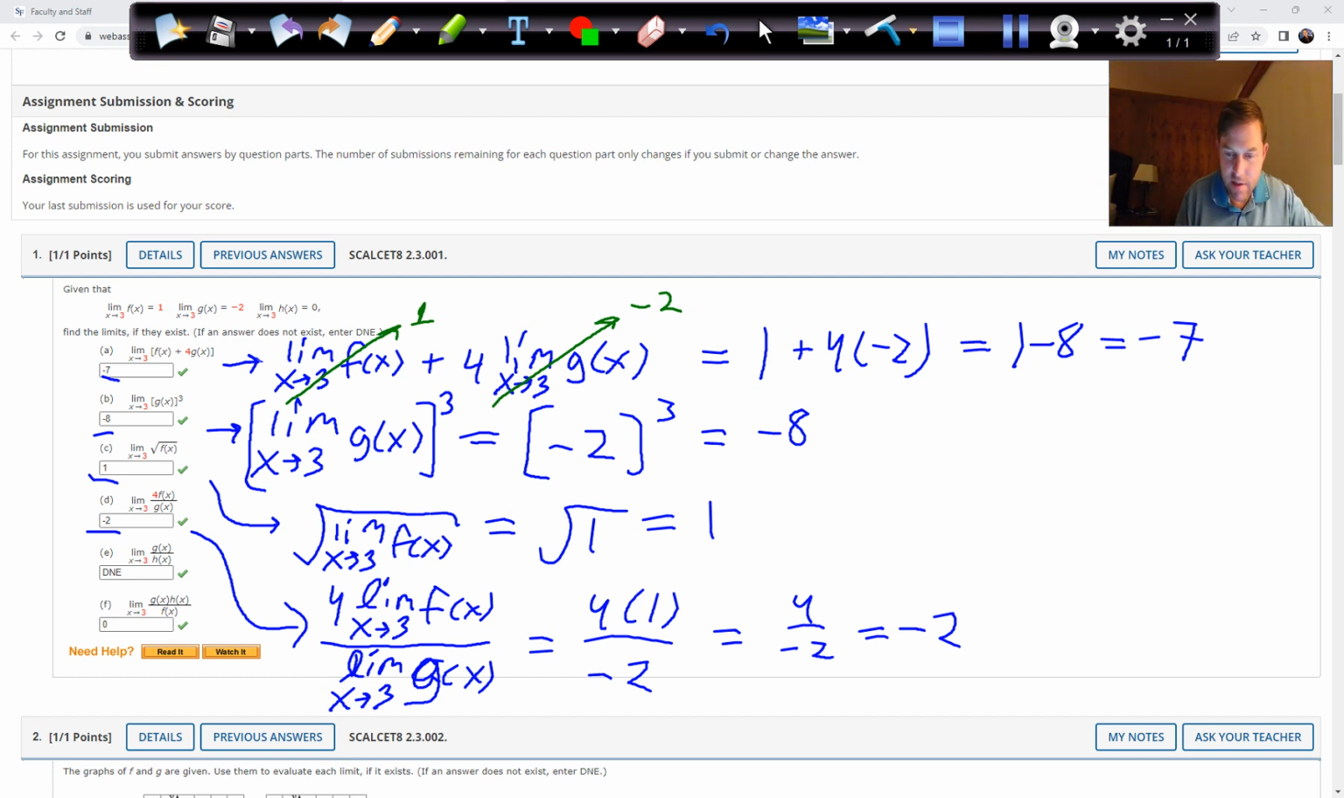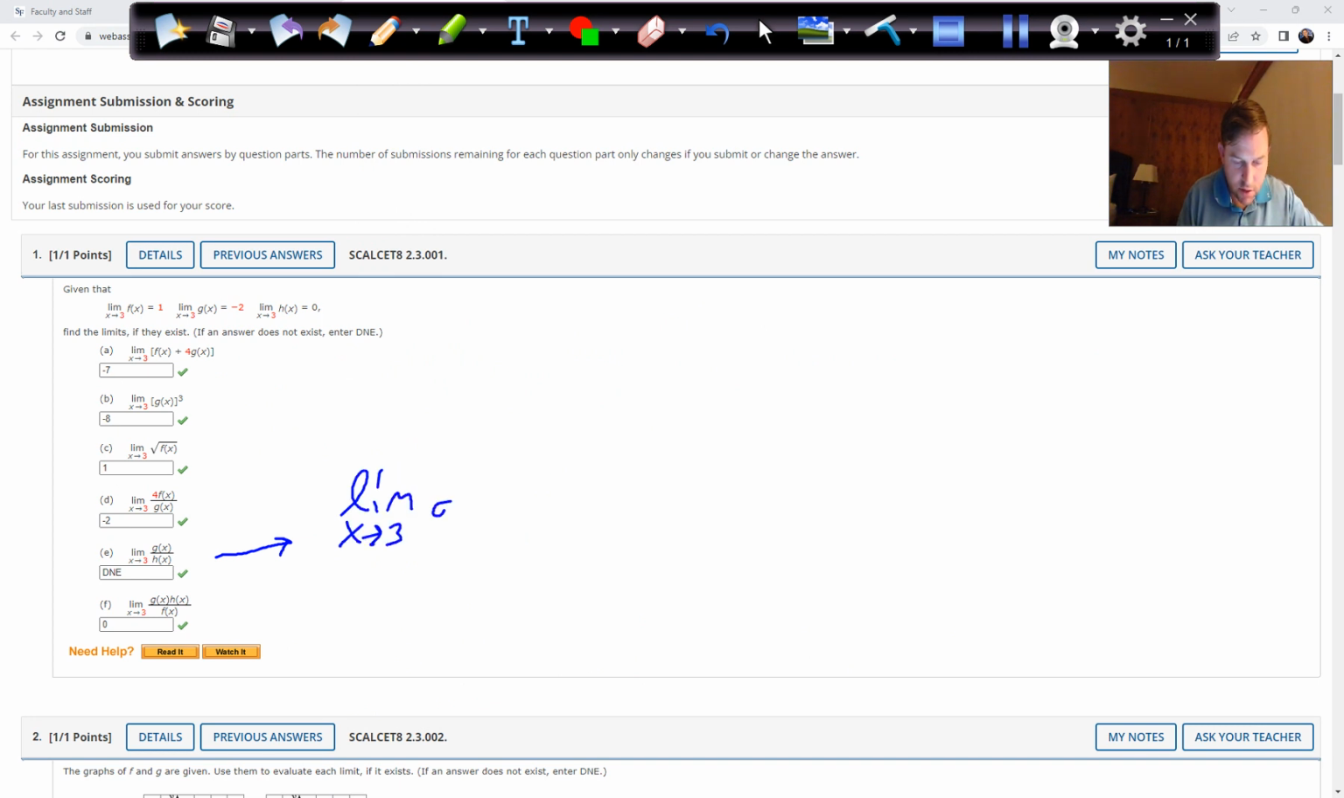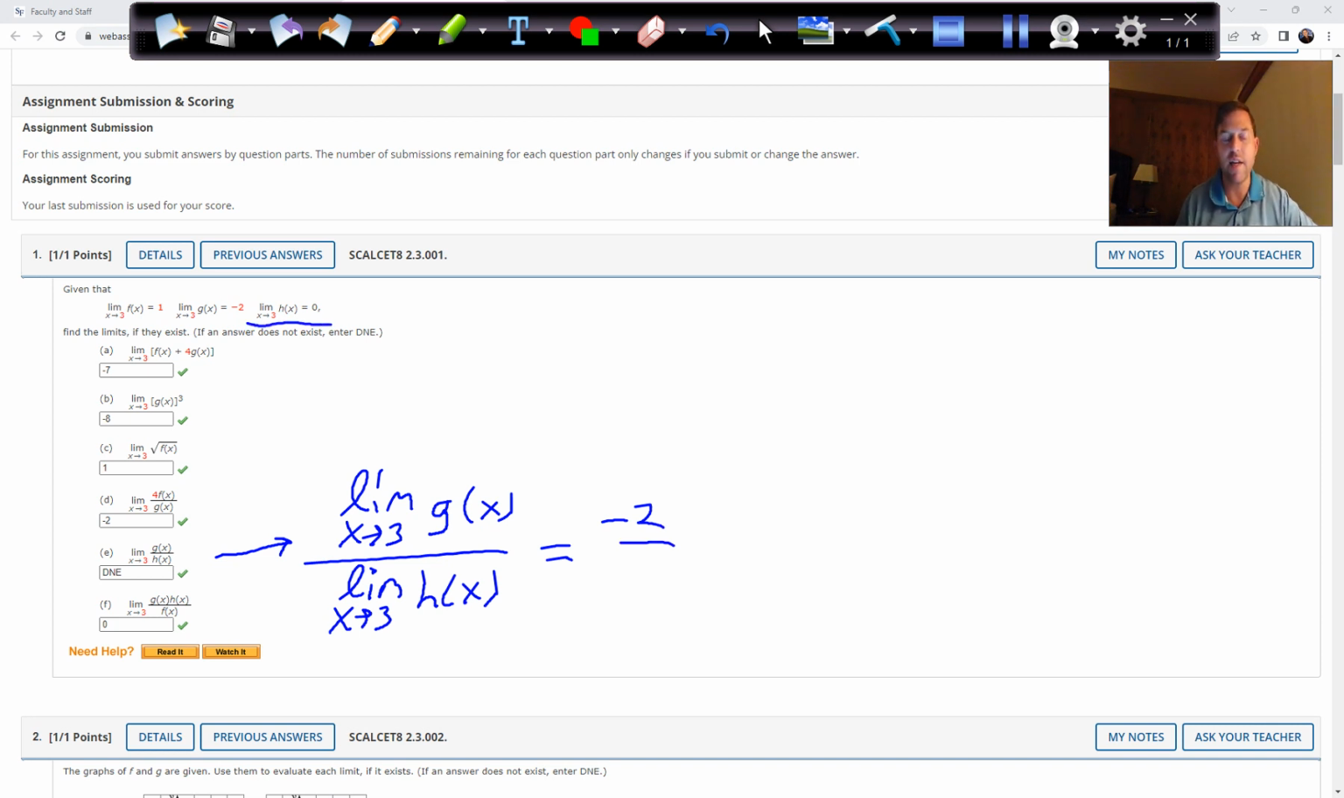Okay, for E, I can split it up again, the limit of g of x over the limit as x approaches 3 of h of x. The top is negative 2, but the bottom, the limit of h of x as x approaches 3 stated in the problem statement is 0. So this one, you can't divide by 0, so we're going to say this does not exist. Undefined, does not exist, something like that.